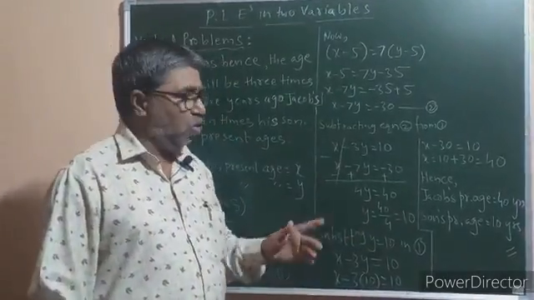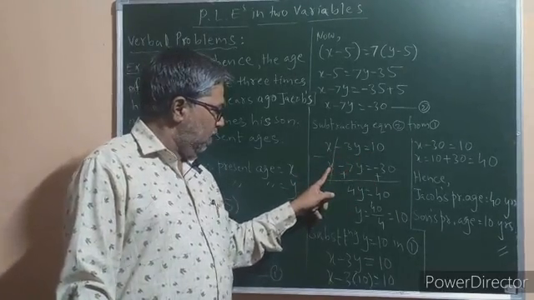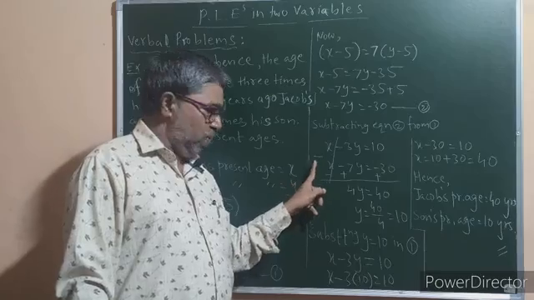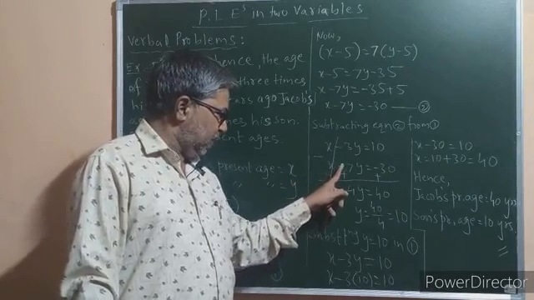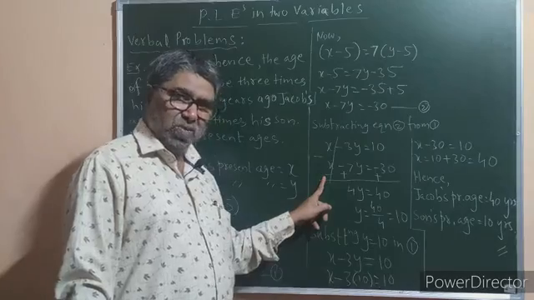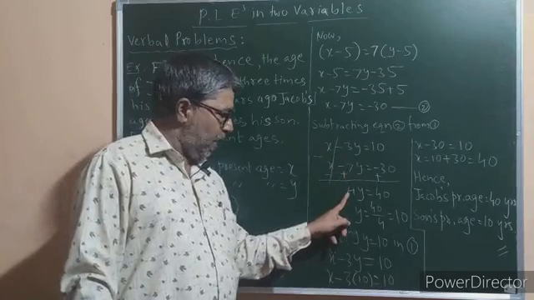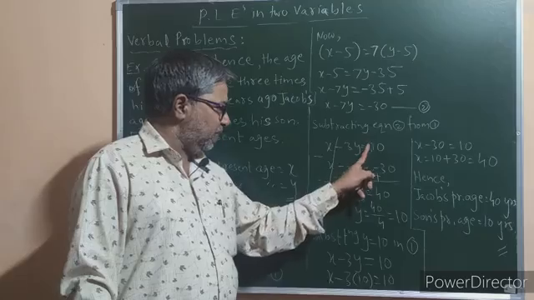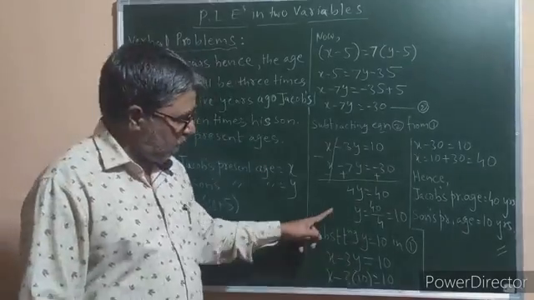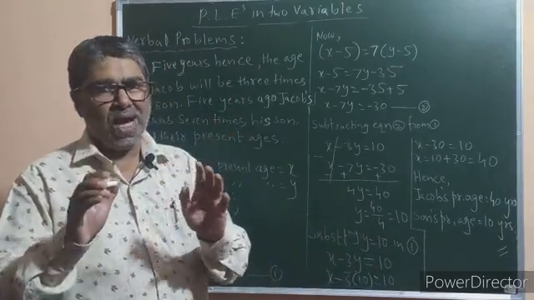Subtracting equation 2 from equation 1, we get x minus 3y is equal to 10. Below, x minus 7y is equal to minus 30. We are subtracting, so we have to change the sign. This is minus, this is plus, and this is also plus. x minus x will be cancelling. Minus 3y plus 7y will be plus 4y is equal to 10 plus 30, which will be 40. 4y is equal to 40. Therefore, y is equal to 40 upon 4. After cancellation, the value of y is 10.